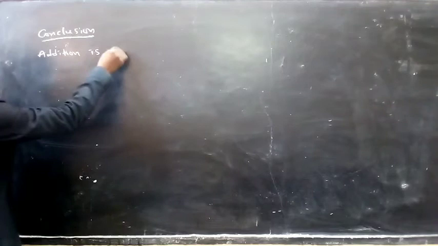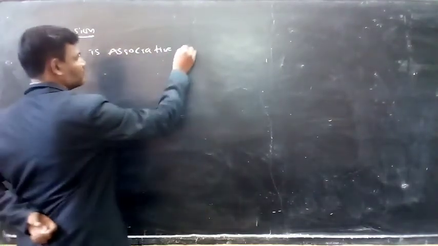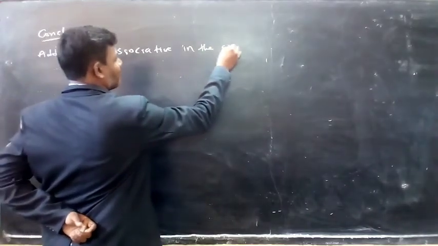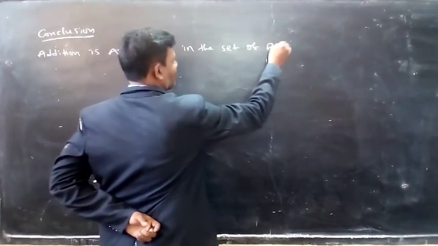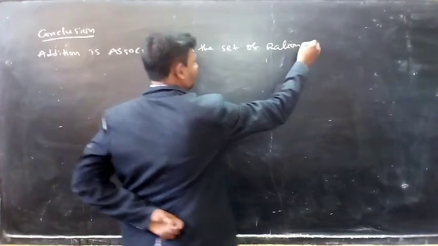So conclusion: addition is associative in the set of rational numbers.